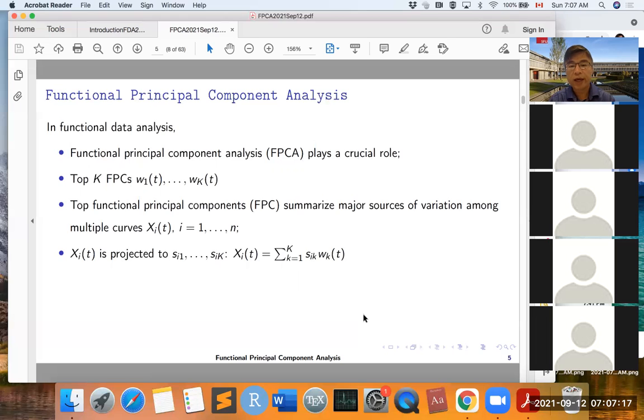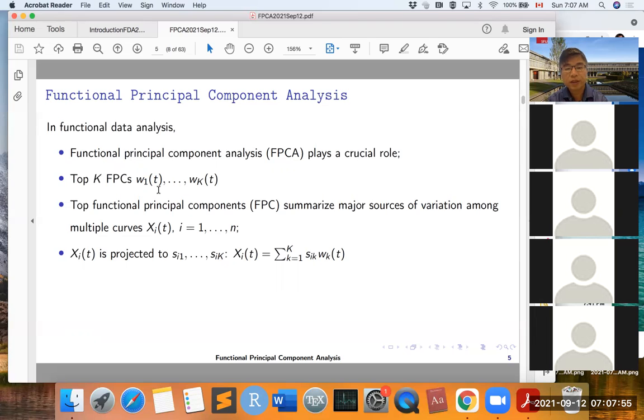So FPCA, as I mentioned, is very important for functional data analysis. You have to understand FPCA to do any functional data analysis. Okay, so this is very important. Basically here, we want to find some top K FPCs, W1(t) to WK(t). The capital K, the number of FPCs, is typically very small. We only need 2 or 3 FPCs.